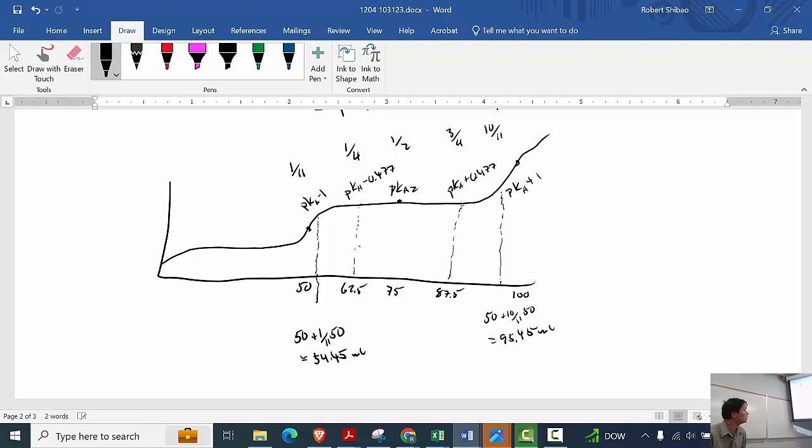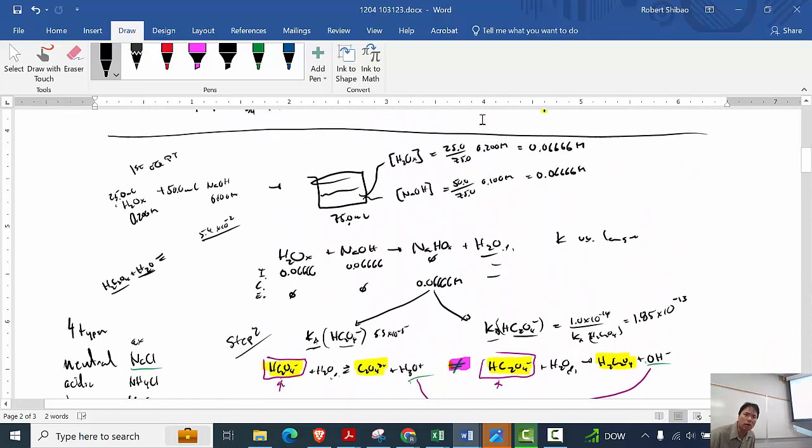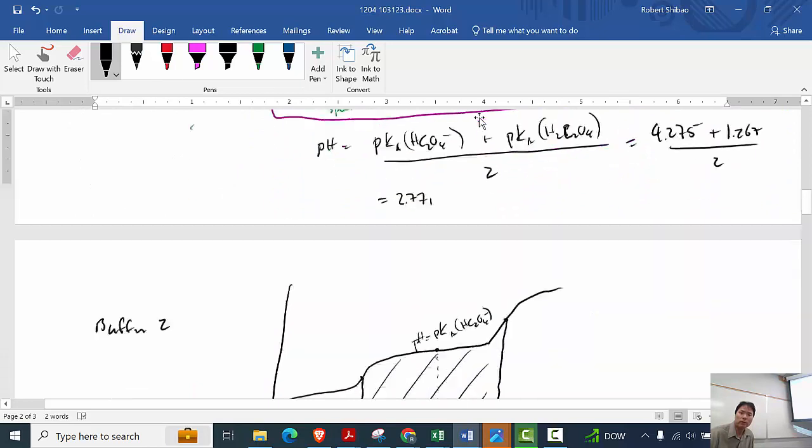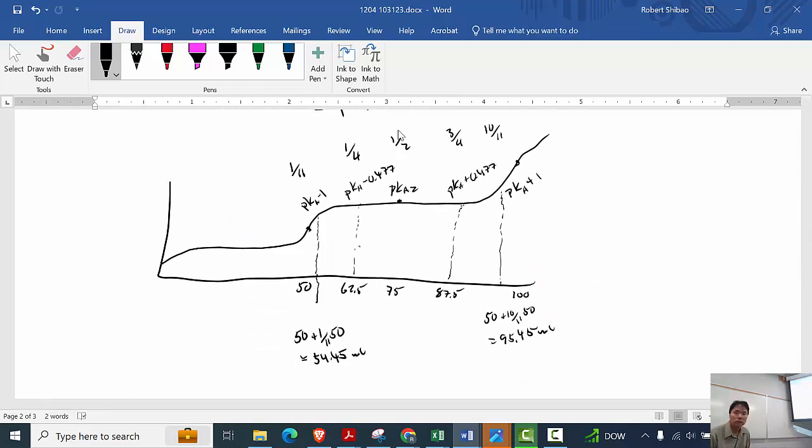We can also do this. If we know the pH is here, for example, the pKa2 was 4.275, then pKa minus 1 would be 3.275, and pKa plus 1 will be 5.275, and this would be about 0.4 whatever, 3 point something and 4 point something here. You can calculate those.